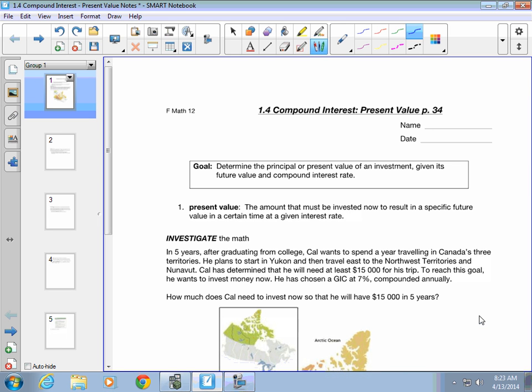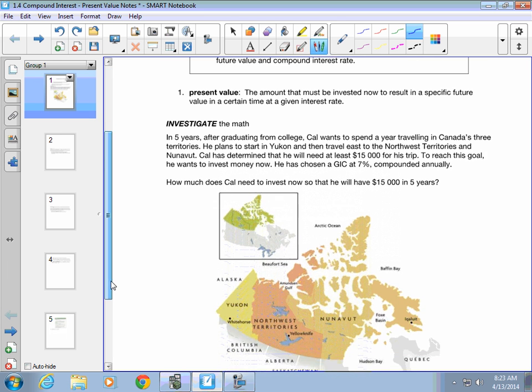Okay, so we're ready to start 1.4 compound interest, looking at present value. What we're doing in this section is trying to determine the principal or the present value of an investment given the future value and compound interest. Present value is the amount of money that must be invested now to result in a specific future value at a certain interest rate in a given time.